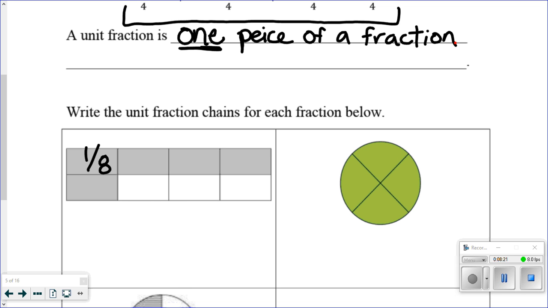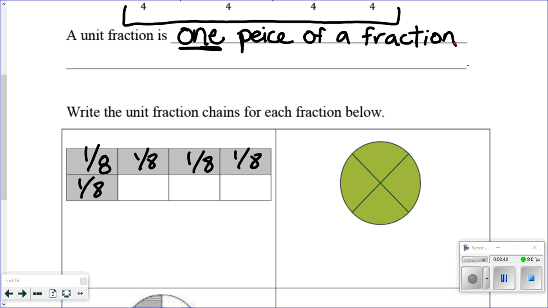That piece is called 1/8. What about the piece next to it? What is that piece called? 1/8. What about the one next to it? What's that one called? 1/8. This one's going to be called something different, isn't it? No. Still 1/8. All of my shaded pieces are 1/8. Actually, all of my pieces in total are 1/8.